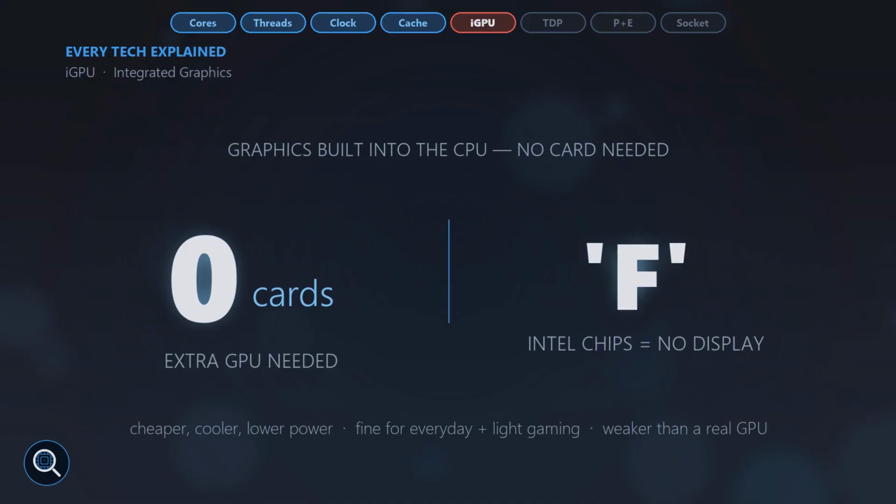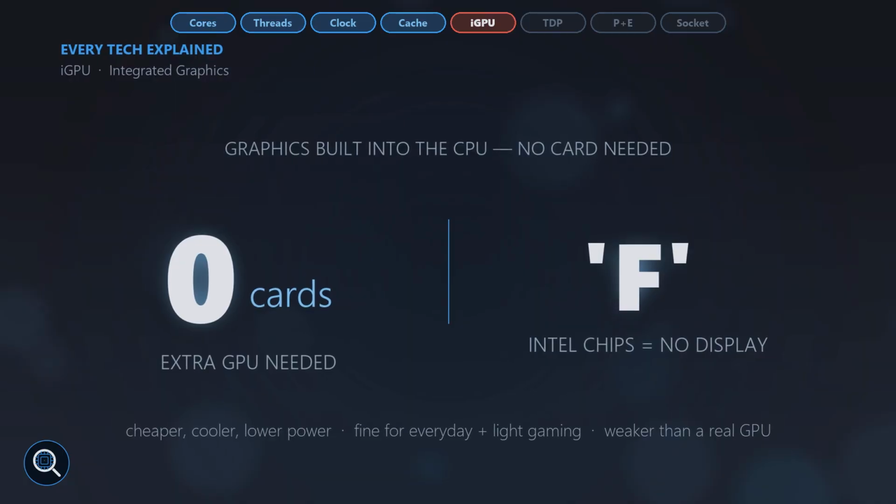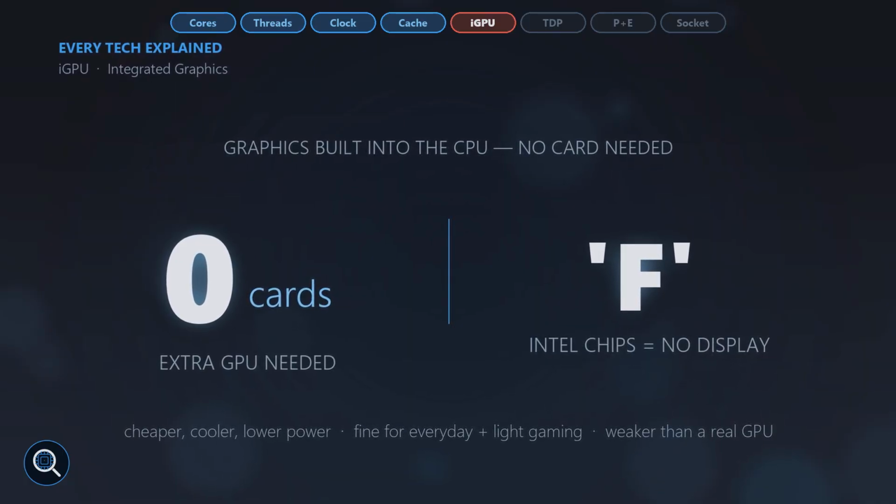Here's the buyer trap to remember. Some desktop CPUs, Intel's F models, and many AMD chips have no integrated graphics at all, so if you don't add a separate card, you'll boot to a black screen.